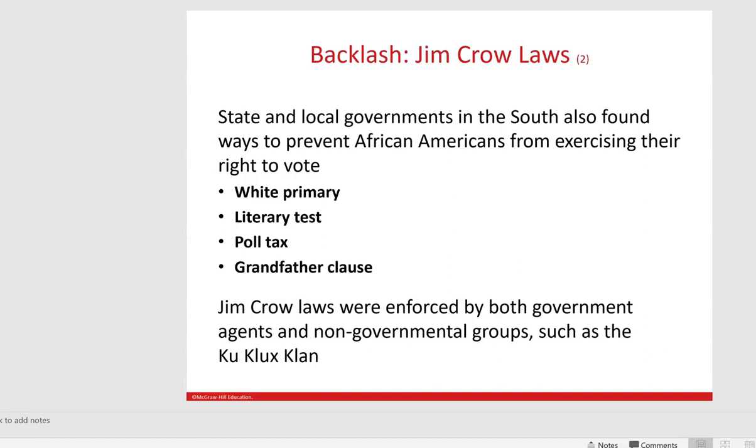The grandfather clause said a person would be exempt from the above test if they had been eligible to vote prior to 1870. Of course, most African Americans were still slaves up to that time, so they were eliminated. These Jim Crow laws were enforced by both government agents and non-governmental groups such as the Ku Klux Klan.